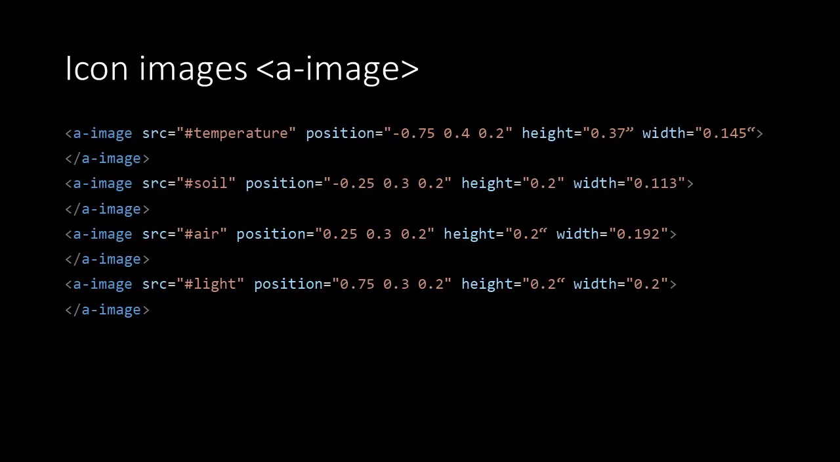This is how it looks in code. The only thing I didn't mention so far is that we use now the reference to what we preloaded in our A-asset as images. So the hashtag temperature refers to the image that we have preloaded already in the beginning. And position comes out of our grid, and the height and width create the dimensions we have calculated. And this also applies to soil, air, and light. This is the way how we put our four images in a grid into our dashboard.